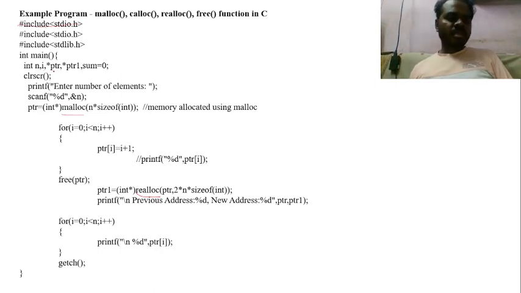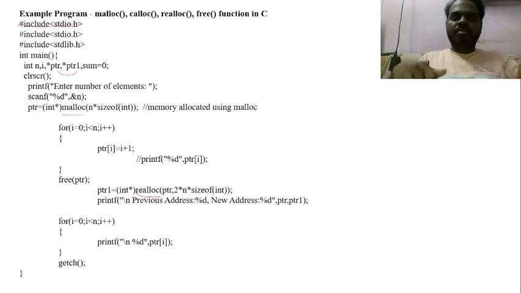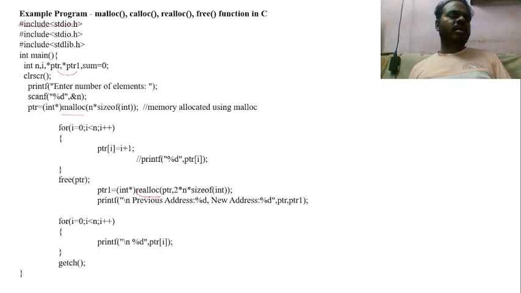And these pointers are ptr and ptr1. These are your pointer variables. These two pointer variables we are going to use in our dynamic functions, which are nothing but malloc and calloc. And this sum is a local variable. In this program we are not going to use any sum function here. This is all about the local variable declaration.